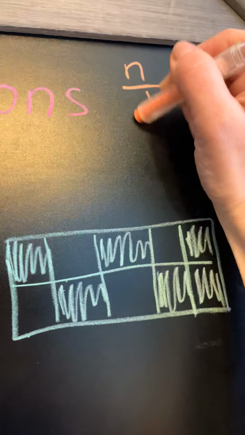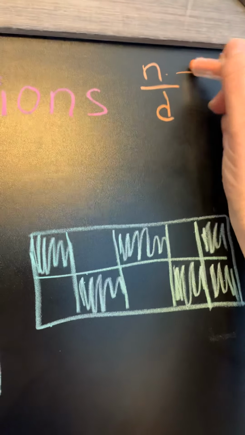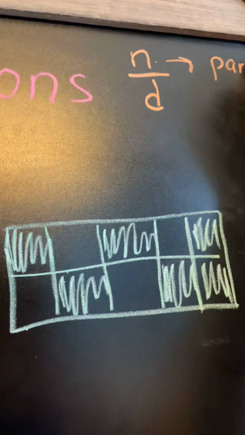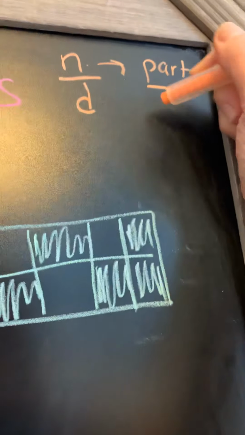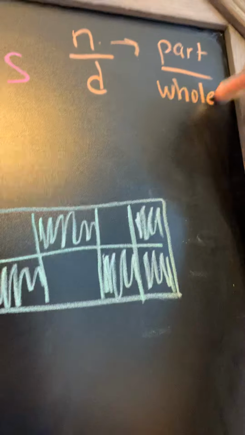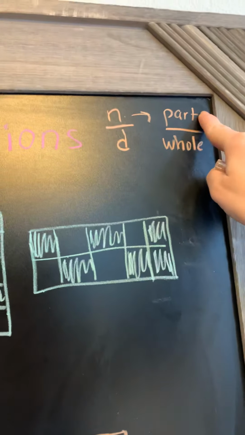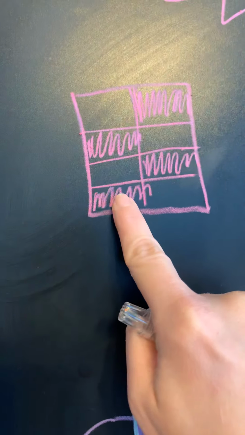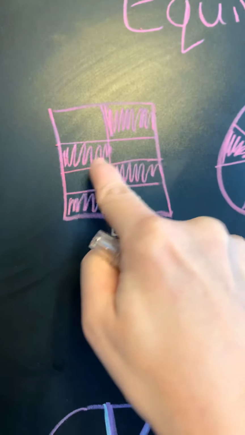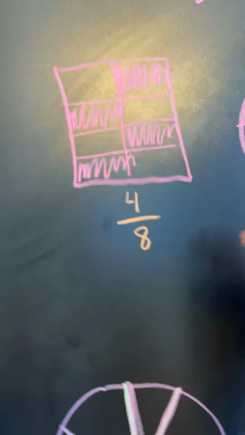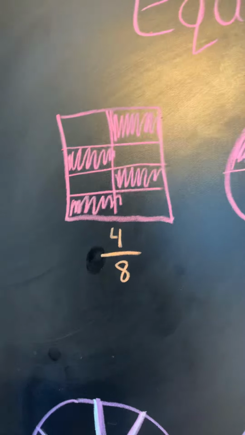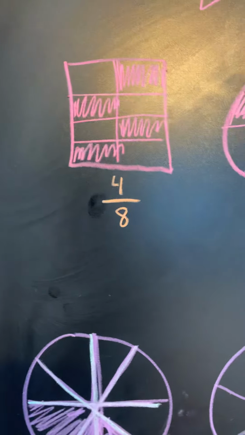numerator over our denominator. Your numerator is the part, and your denominator is the whole thing. So remember, fractions are numerator over denominator, part over whole. So on this first figure, we have 1, 2, 3, 4 that are shaded, but there's 4, 5, 6, 7, 8 total. So out of 8 pieces of this figure, 4 are shaded.